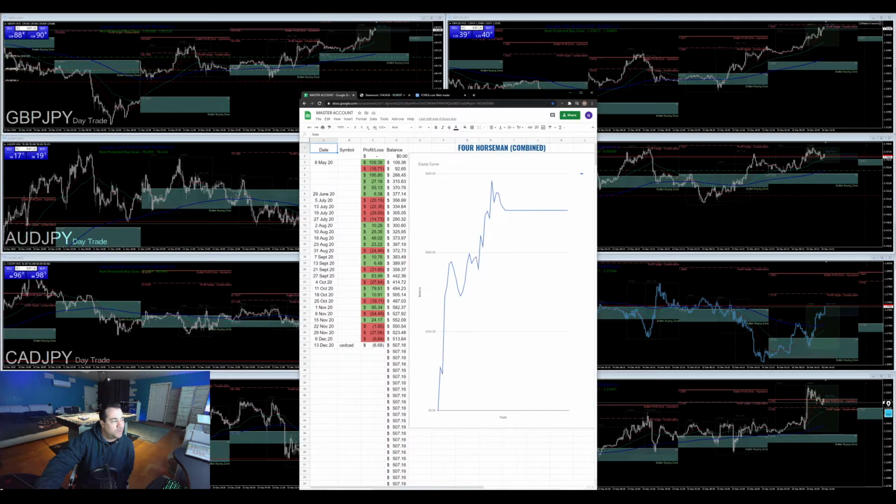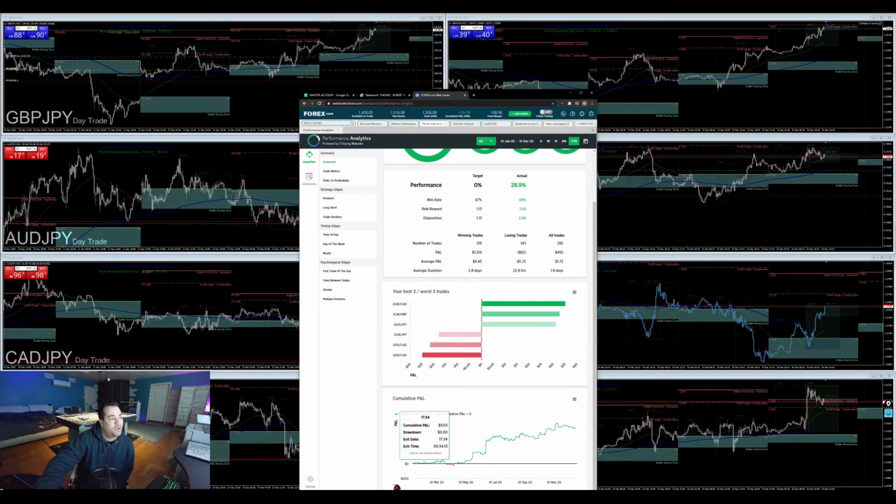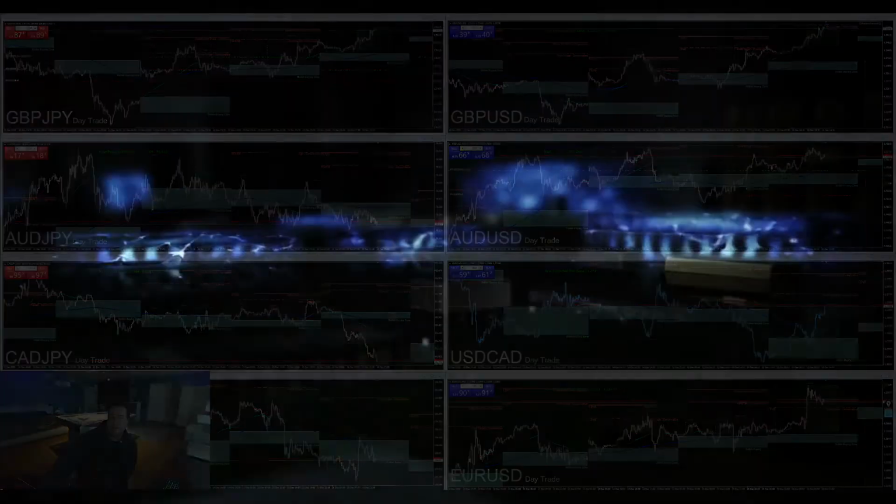Also going into the Four Horsemen, we do have a little bit of a drawdown occurring right now in the Four Horsemen. This is from forex.com. This is the equity curve with the Four Horsemen in there. Okay, so if you like what we do here and you want to see more, let's get into it.